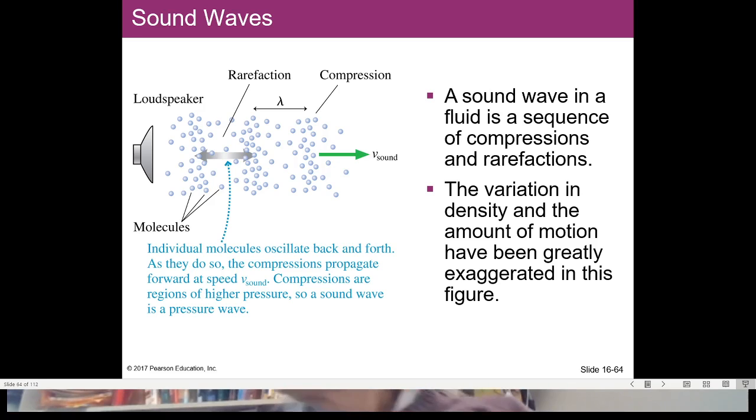Okay, let's talk a little bit about sound waves. As I said earlier, sound waves are the most important example in this class of longitudinal waves. Physically speaking, the air molecules get bunched together and then spread apart, bunched together and then spread apart. The places where they're spread apart are called rarefaction, which is kind of the opposite of compression, where they're bunched together.